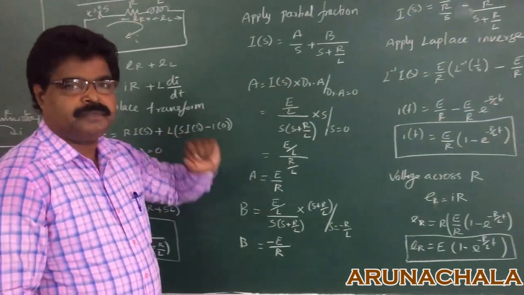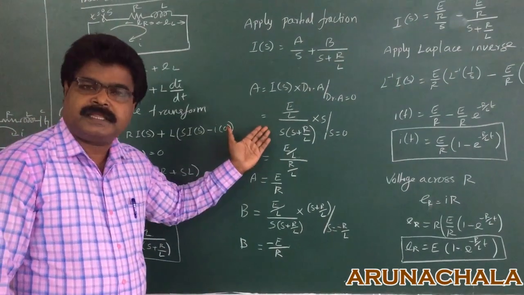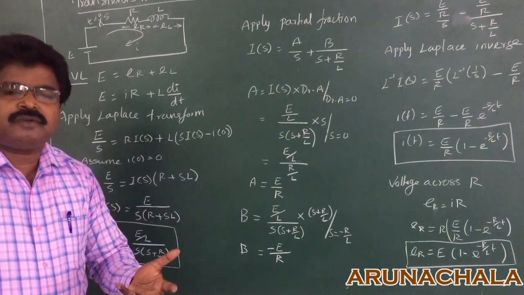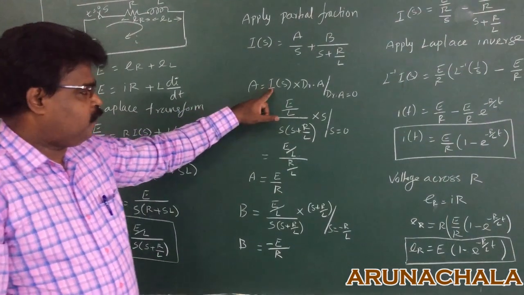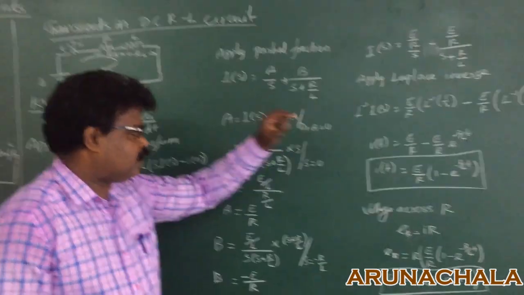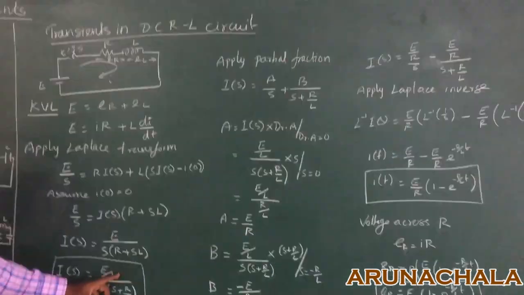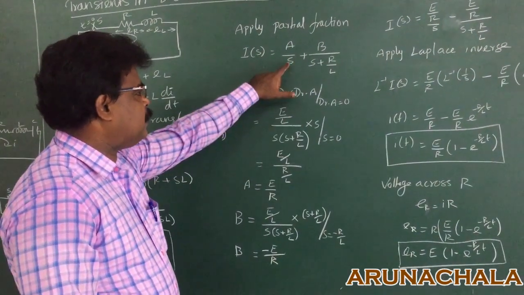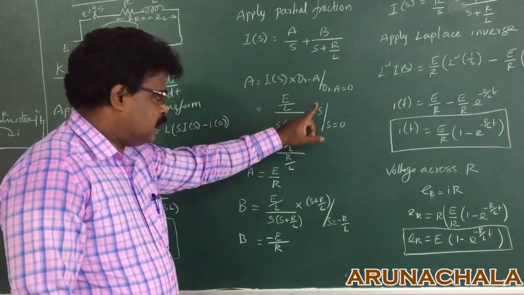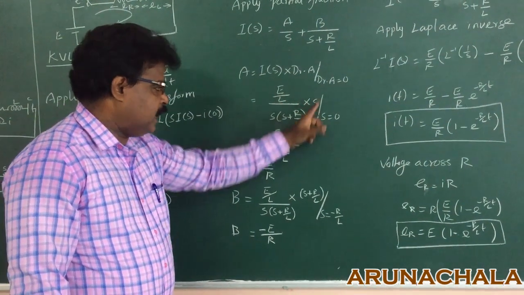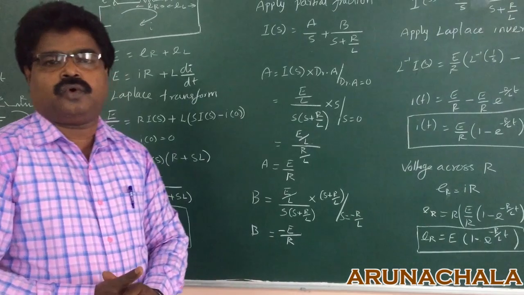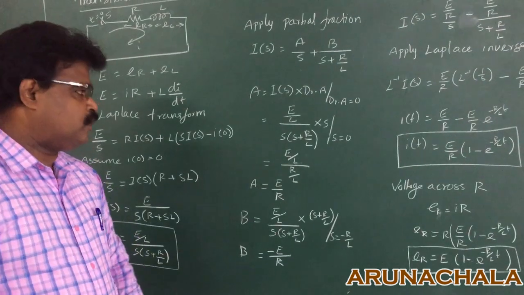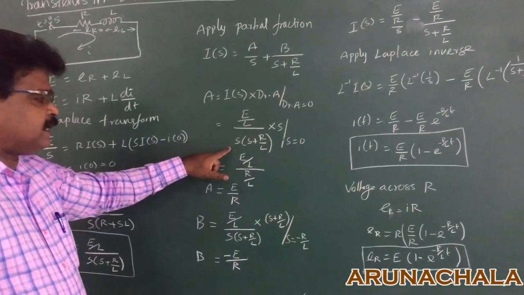So we are going to calculate A. If it is easy, then you follow this method, or if you are already aware of the method used in mathematics, you can follow that method also. So what is A? I of S into denominator of A, at denominator of A equal to 0. What is I of S? E by L, S into S plus R by L. So that is I of S into the denominator of A. What is the denominator of A? It is S. I of S into denominator of A, at denominator of A equal to 0. What is the denominator of A? Yes, S is equal to 0. The denominator is S equal to 0. So this S gets cancelled.